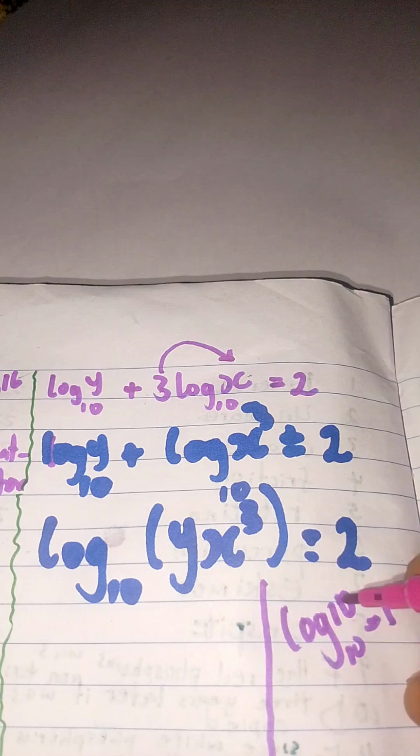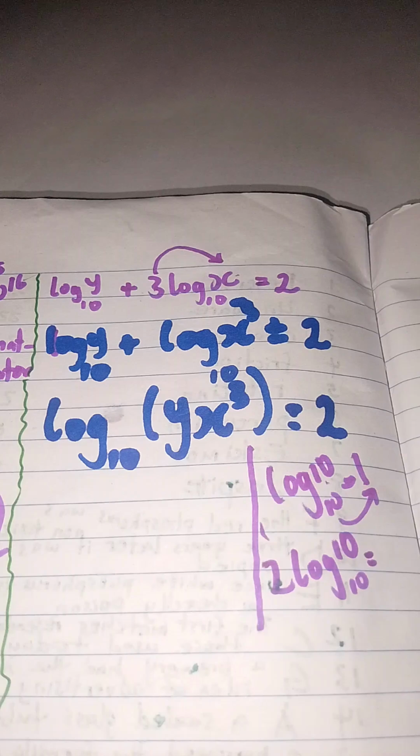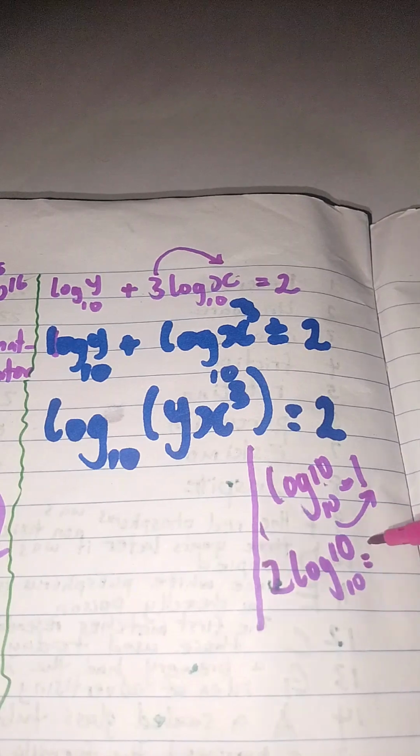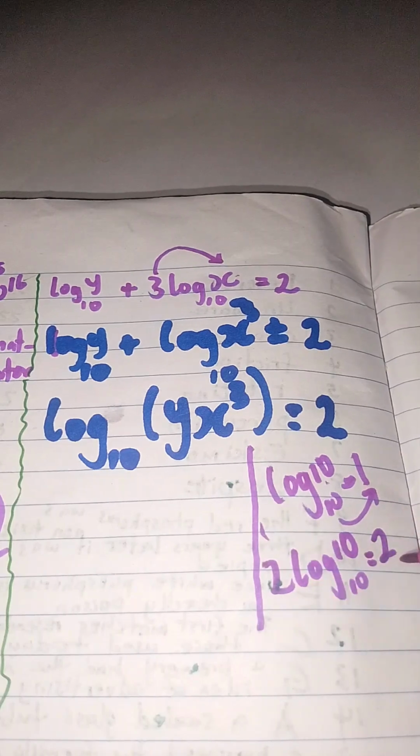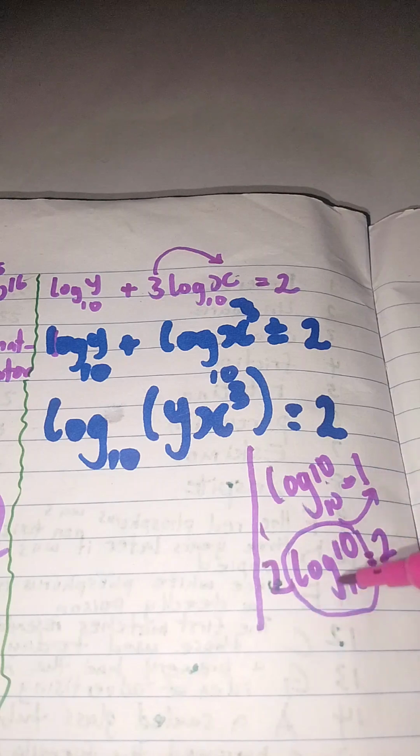So log 10 to base 10 is equals to 1, which means that 10 raised to the power 1 equals 10. That means that 2 log 10 to base 10 equals to 2. This is the same thing as 2 because this already means 1, as we have here. Log 10 to base 10 is 1. So 2 log 10 to base 10 means 2 times 1 because this is 1. So this means 2 times 1, which is equals to 2.